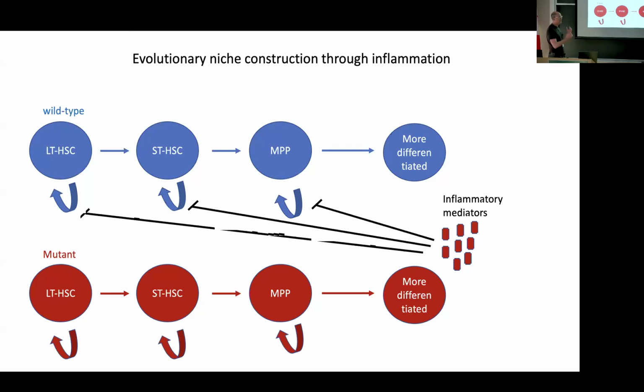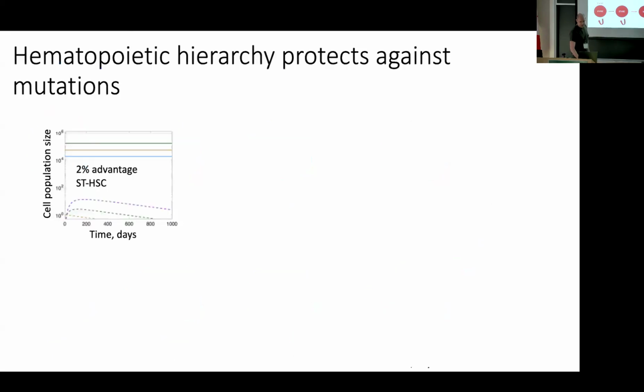This is called evolutionary niche construction because initially, if there are few mutants, that's not going to matter, but the more there are, the more they make the environment such that it is beneficial for the mutants themselves. And so we revisit these simulations. We have this 2% advantage, and we're looking at the short-term stem cell population now. As I mentioned before, with a 2% advantage, the mutants that you see here don't grow, they go extinct.